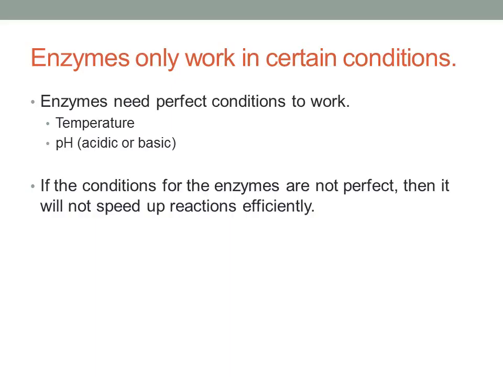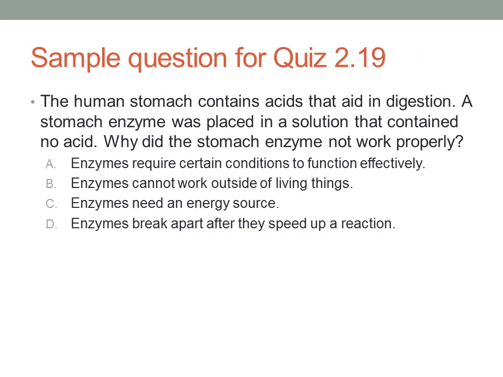So if the conditions for the enzymes are not perfect, then it will not speed up reactions efficiently. If, for example, an enzyme loves to be in an acidic environment, but the environment turns into a basic environment, then the enzyme will shut down and not work as efficiently as it should. So knowing that, here's the last question.